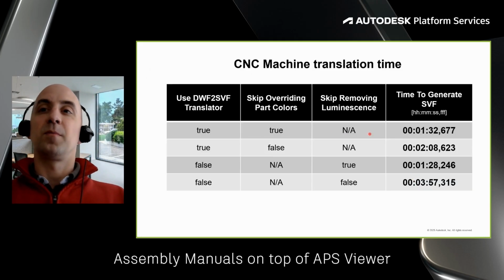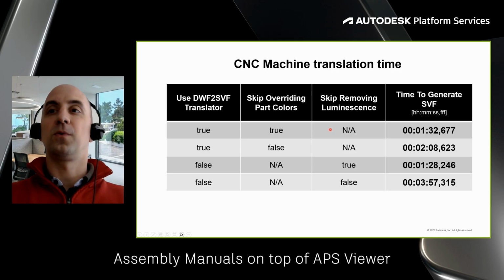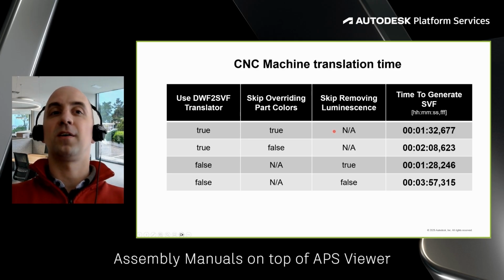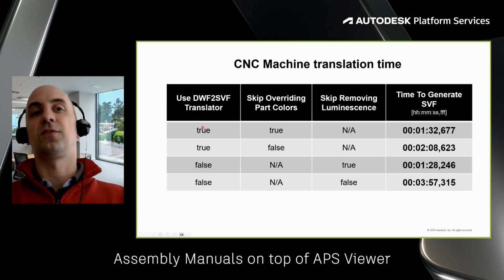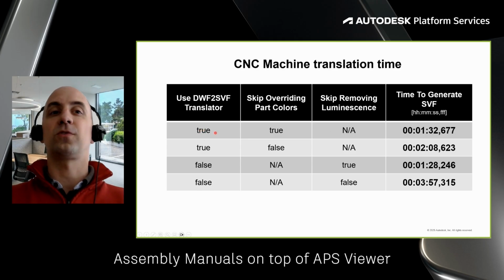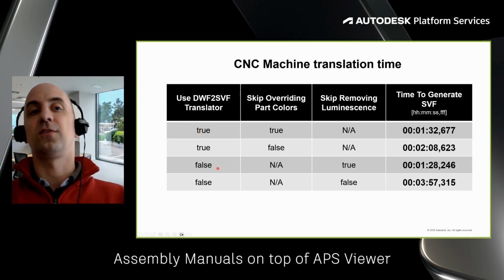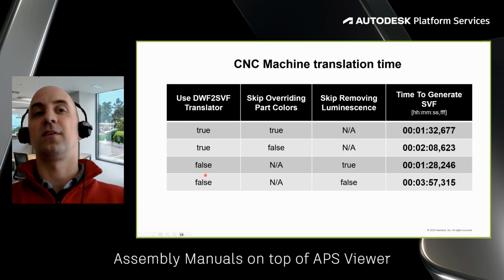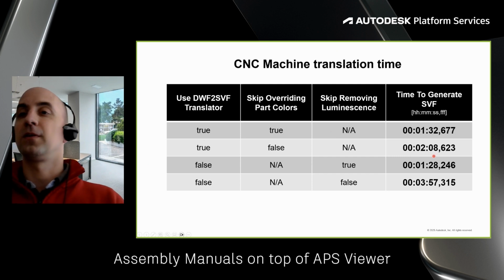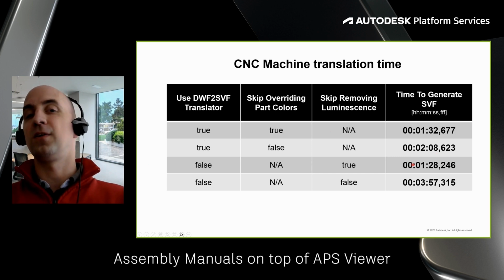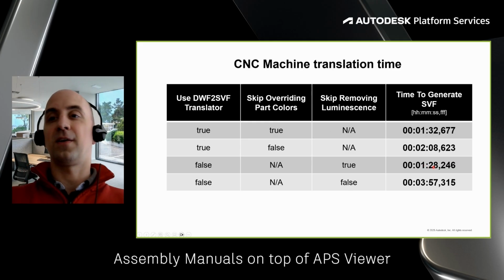Here on this slide, I'm showing times to generate the SVF in all of those 4 ways. By the first column, I really mean if it's true here, then the Vault translator is used. And if it's false, then the Inventor translator is used. And then options that apply to those. So the winner time-wise here is the Inventor translator.